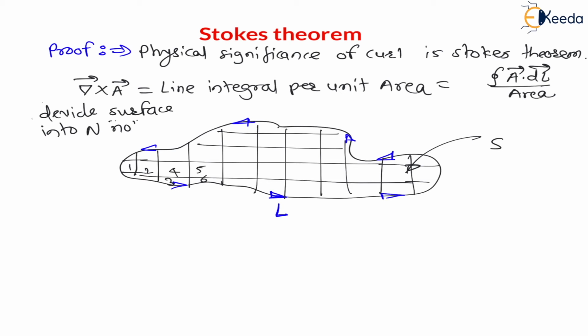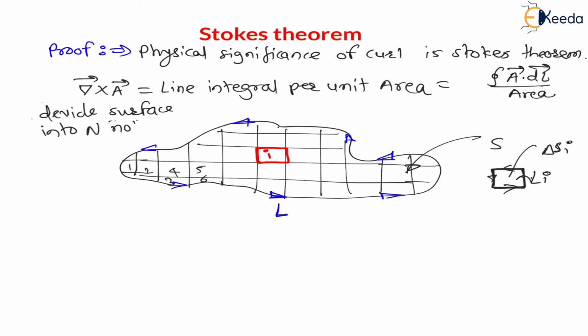Now randomly I will consider any one surface here, let us say this ith surface. If I take this surface outside, it will look like this. For this surface, the complete perimeter is dl, which is nothing but the length of path. Let us say its path is Li, and this surface is very small, that is del Si.